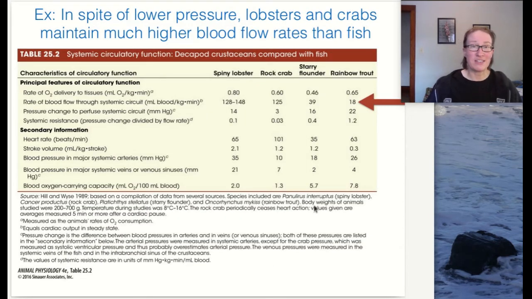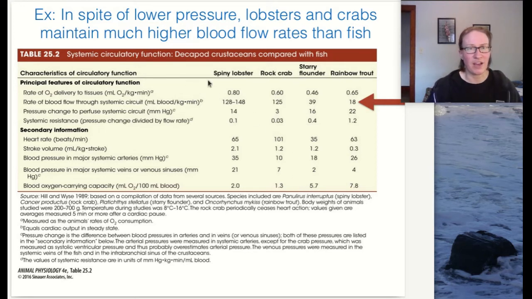And so if we take a look at the blood flow rates through the systemic circuit for a range of different types of animals, what we will see is that even though these circuits have much lower pressure, the overall blood flow rates that these organisms can sustain are much higher than the blood flow rates that fish can sustain.